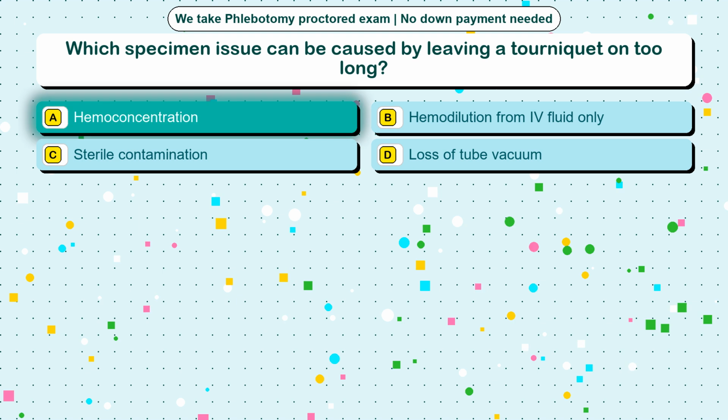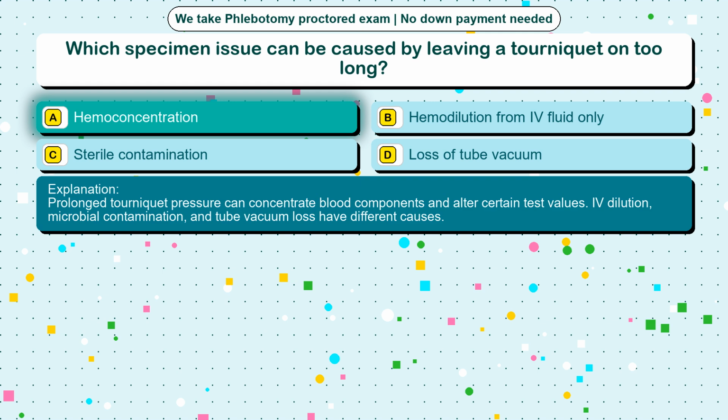The correct answer is option A, hemoconcentration. Prolonged tourniquet pressure can concentrate blood components and alter certain test values. For dilution, microbial contamination, and tube vacuum loss have different causes.